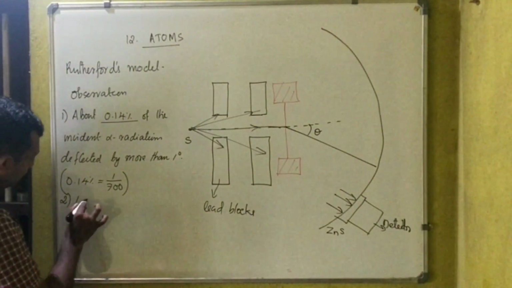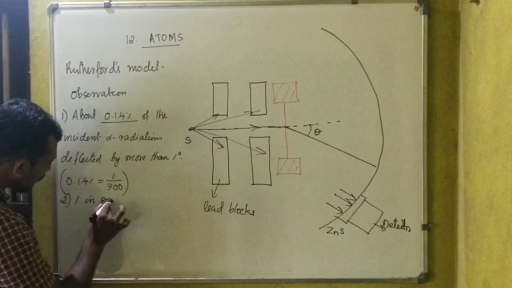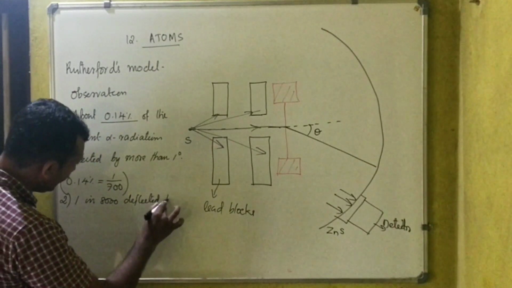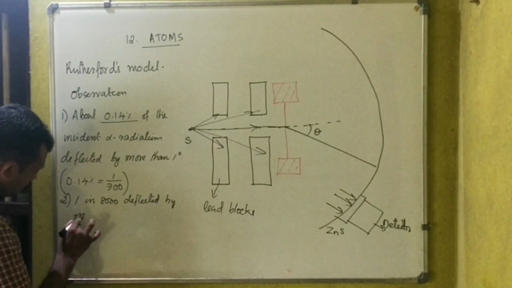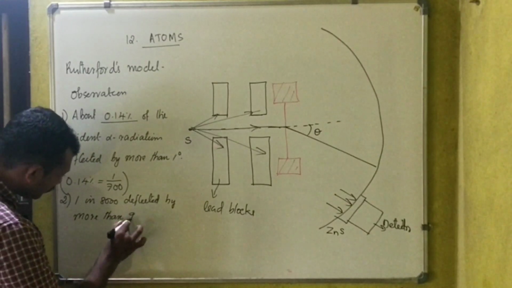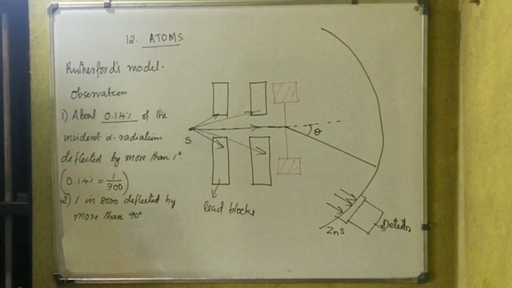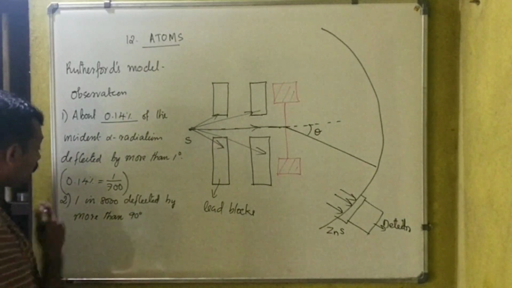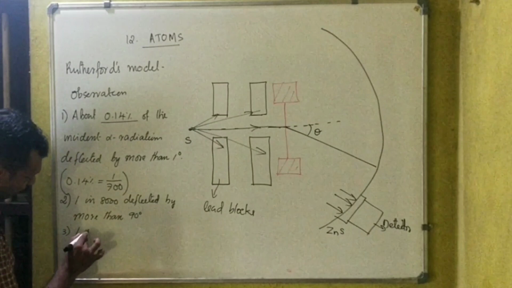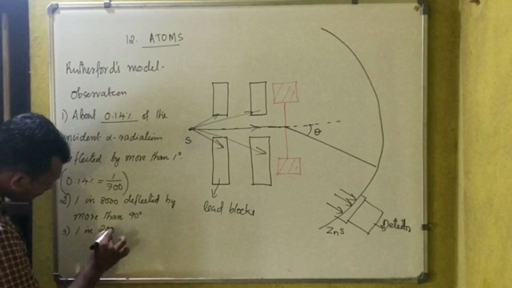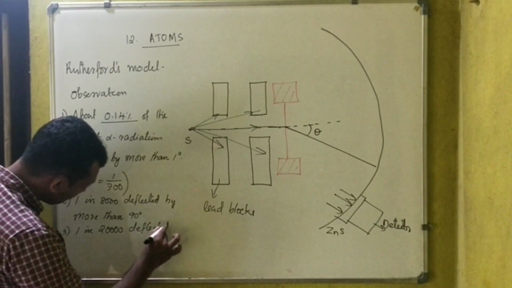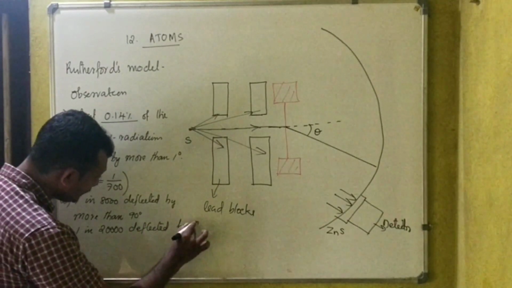Point number 2, 1 in 8,000 deflected by more than 90 degree. On an average, 1 in 8,000 deflected by more than 90 degree, and the third observation is 1 in 20,000 deflected by 180 degree.